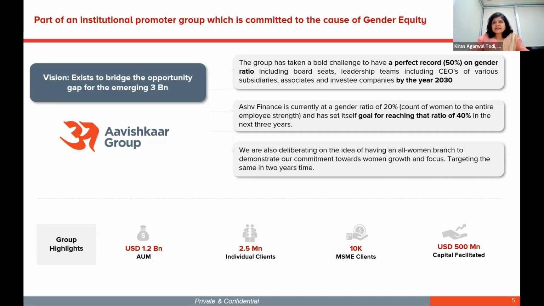Ashv Finance is currently at a gender ratio of 20% across all levels of employment. And we have set ourselves a target of 40%, to be achieved in the next 3 years. Ashv is also deliberating an idea of having an all-women branch to demonstrate our commitment towards women's growth and focus. And we are targeting to have that in the next 2 years' time.